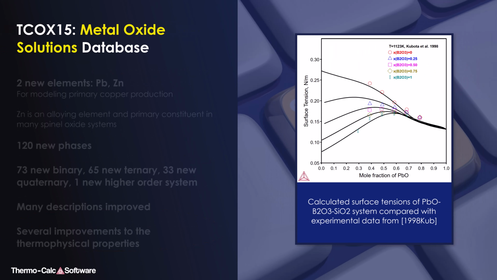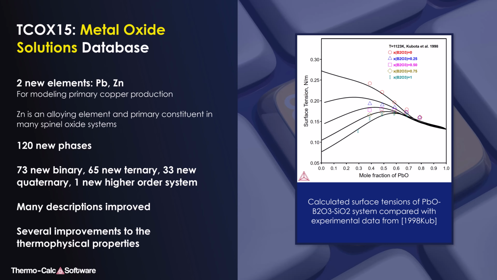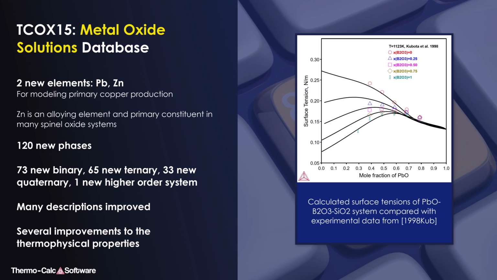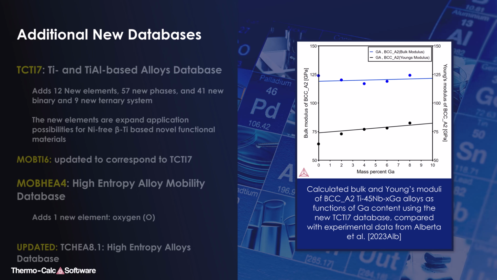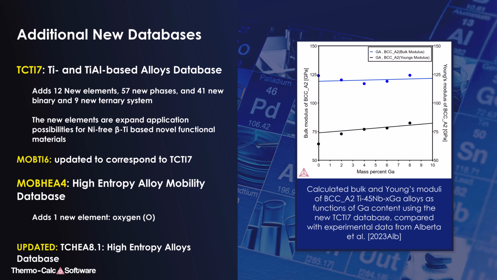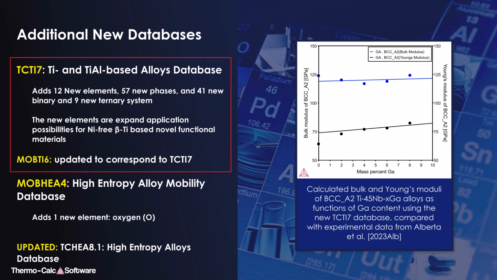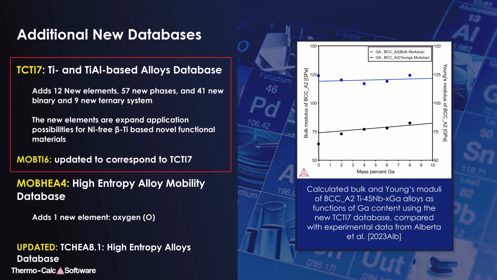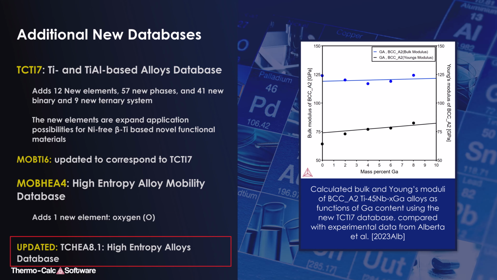The Metal Oxide Solutions database adds zinc and lead for modeling primary copper production, among other applications. The database receives many other additions and improvements. 3 additional new databases are available with this release, including many additions and upgrades to the titanium and titanium aluminide alloys databases, as well as 1 updated database.